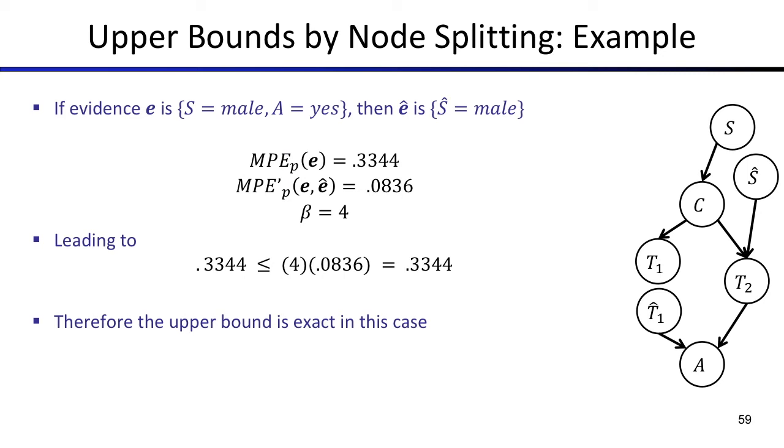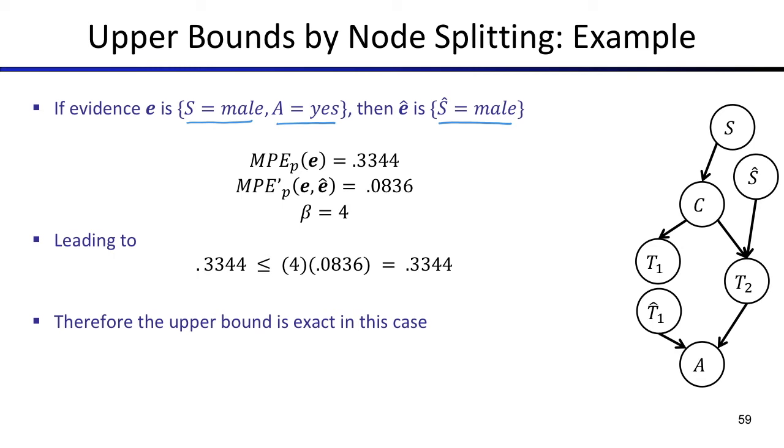So here are some numerical results just to illustrate the idea. I will not show all the details here. We have this piece of evidence here that is S equal male and A equal yes. So the evidence for the cloned variables, because we are cloning the variables S and T1, is going to be just S hat equal male.